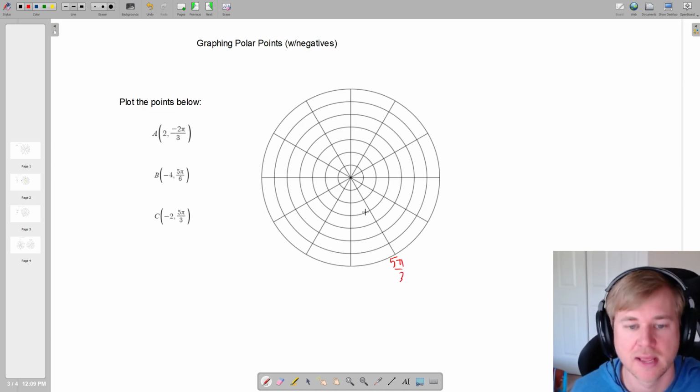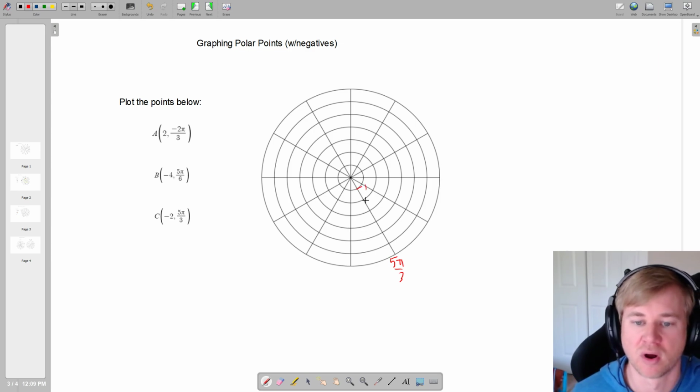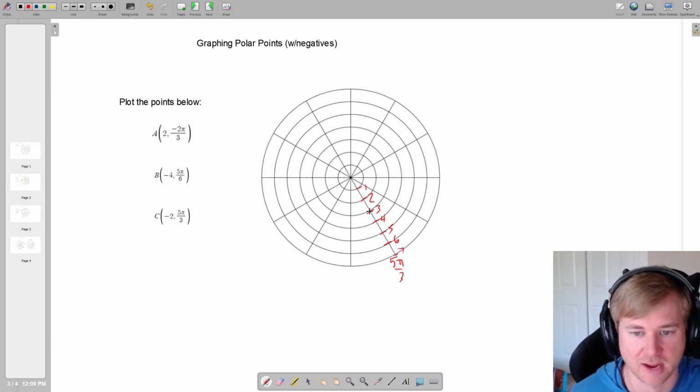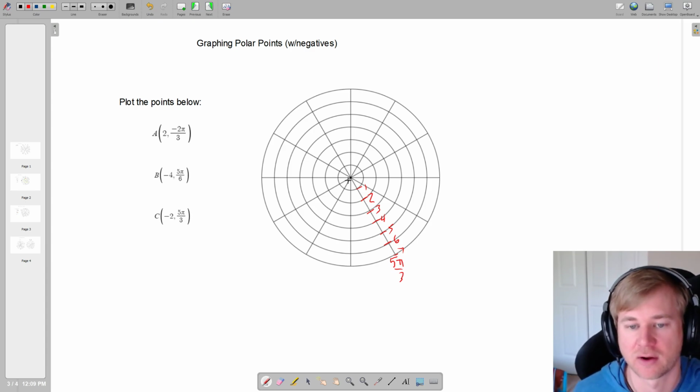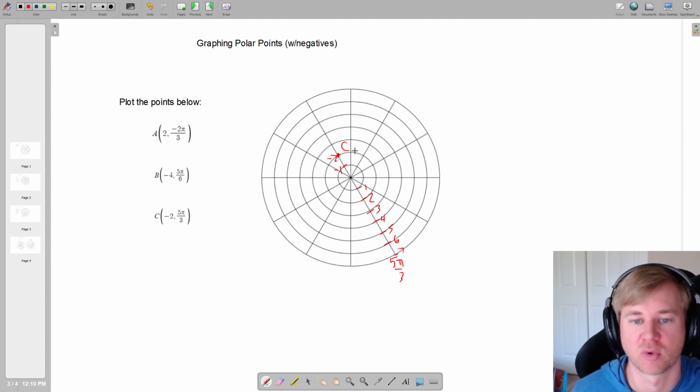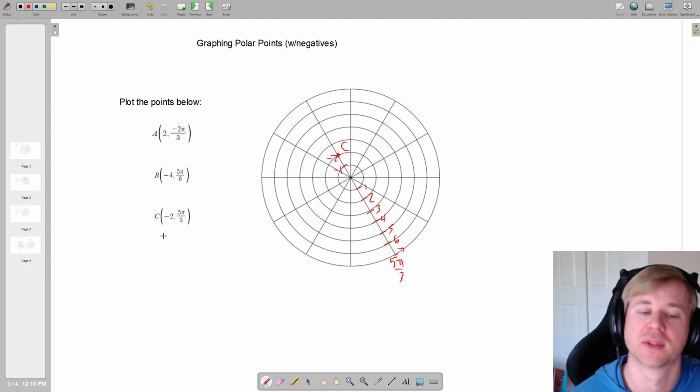60-degree reference angle. If I start to label them, this would be 1, this would be 2, 3, 4, 5, 6, 7. Any of those points, this would be 3 comma 5 pi over 3, 4, 5, 6, 7 comma 5 pi over 3. But since it's negative 2, I'm going to just follow this pattern. Say 0, this would be negative 1, this would be negative 2. So negative 2, 5 pi over 3 is right there. That is point C.